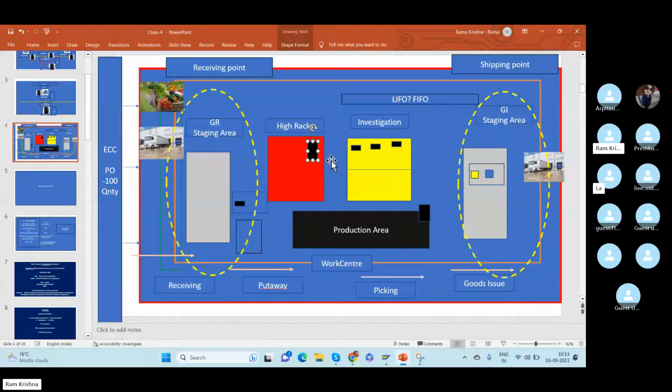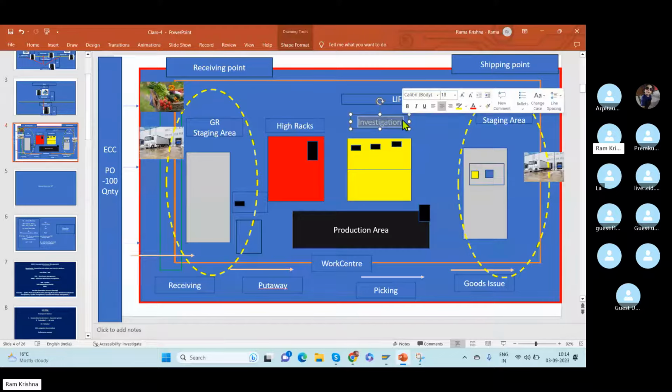What do you mean by block the stock? It should not be accessed for production. That's all. It should not be accessed for anything actually. So for that purpose, we have one storage type called investigation storage type, or else I will call it a blocked storage type. Blocked or investigation, okay. Blocked storage type.